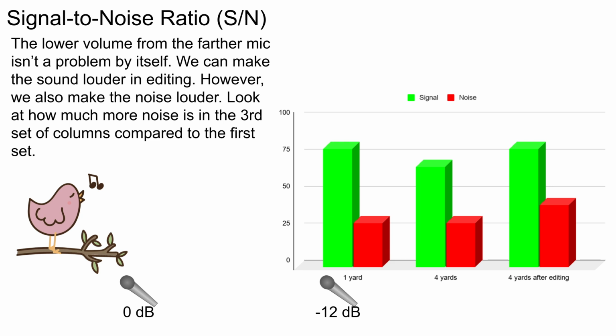Because when I turned up the volume on that recording, it turned up the volume for everything, not just the birdsong, but the noise. So my signal-to-noise ratio is not as good. So even though I can get the volume from that farther microphone by enhancing it electronically, I can't get as good a recording because there's more noise in the background.